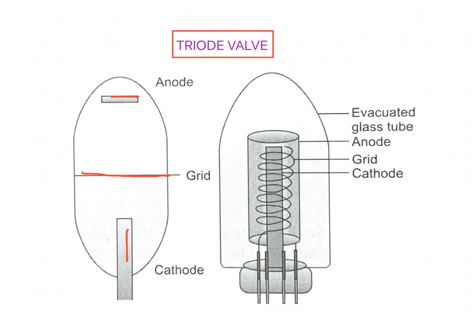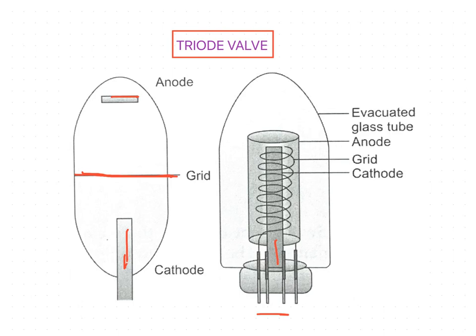As we know, the cathode is connected to the filament, so we can simply call it the filament. The anode is called the plate, and the other one is the grid, which is placed in between the anode and the cathode. If you see in this picture, this is the filament, and the grid surrounds the filament.